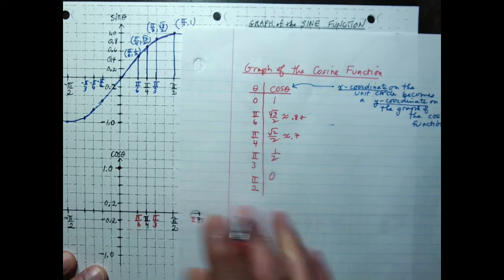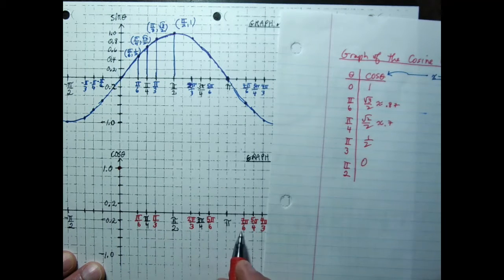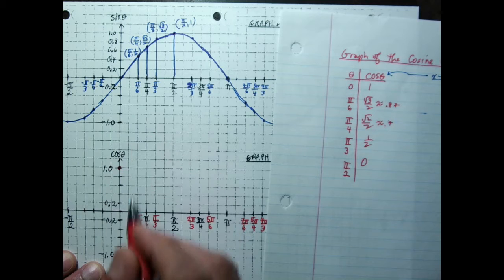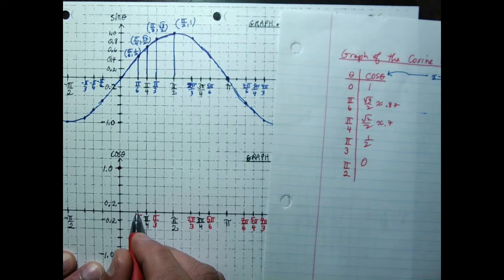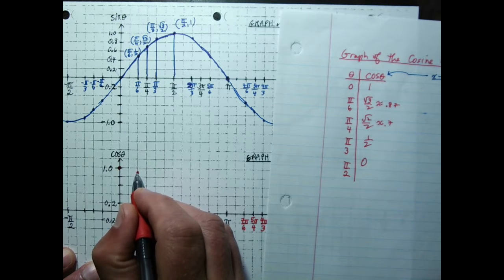Then, I already went ahead and labeled the missing radian measures on my horizontal axis. They match exactly with the sine measures here. So 2 squares over is pi over 6. And I want to plot the point square root of 3 over 2. That's about 0.87, right? So that's about here.